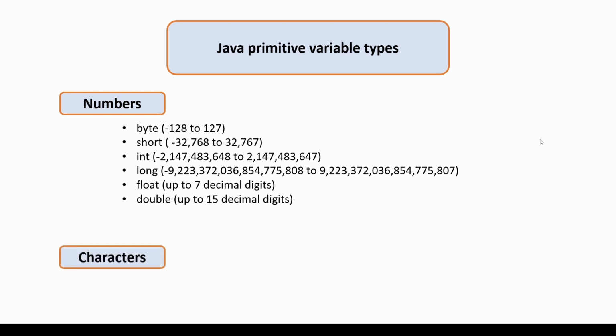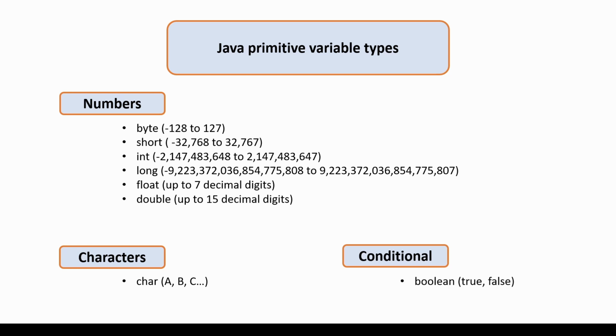Next one will be characters. There's only one primitive variable that can use it, and it's called char. Char can always store one single value, so either A or B or C or whatever. It's just one character and no more than that. If you want to store a full text, then we're going to use something else that's not a primitive, and I'll get to that later.